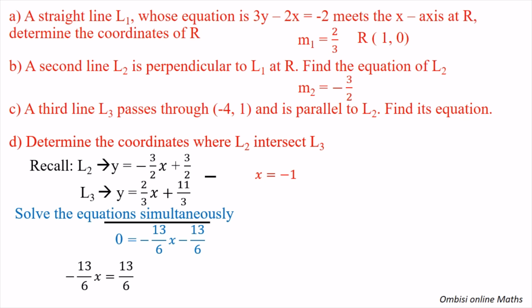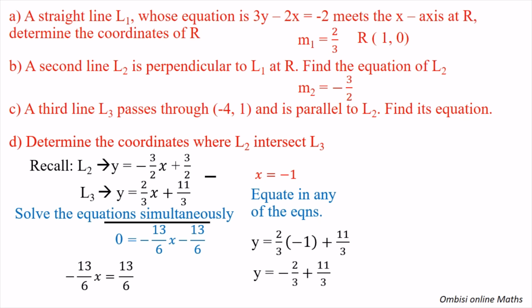So substitute the value of x in any of the equations, either L2 or L3. Substituting it in L2, you find that the value of y equals negative 2 over 3 plus 11 over 3, which translates to 3. So the coordinates where these two lines intersect, in the form of x and y, is going to be negative 1, 3.